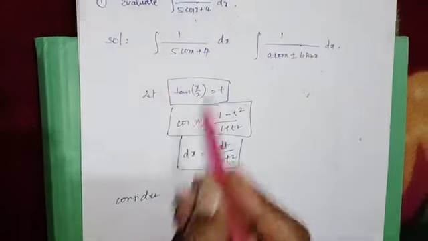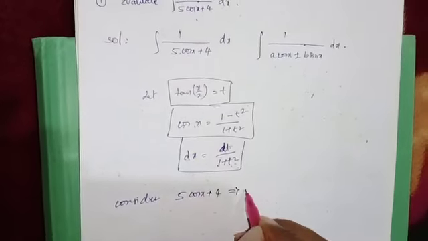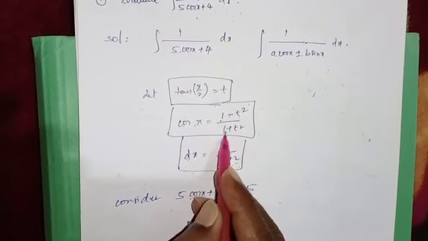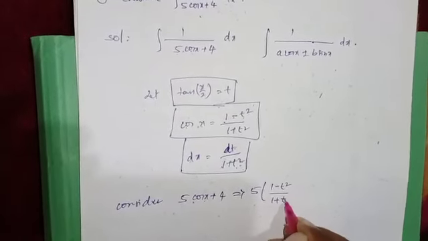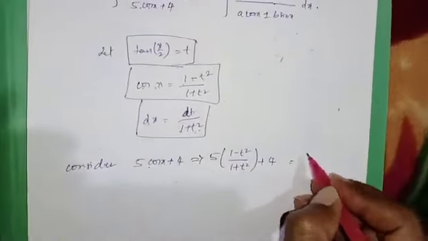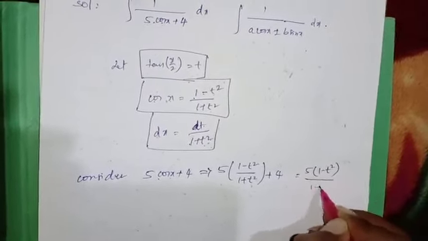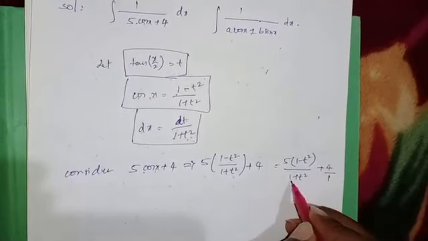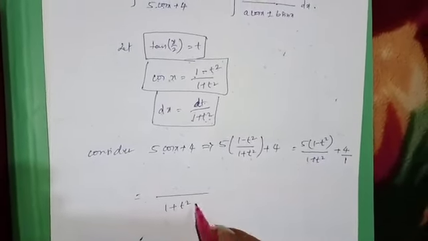from the given question denominator. Denominator is 5 cos x plus 4. See, 5 cos x. Cos x value is 1 minus t square upon 1 plus t square. Substitute here 1 minus t square upon 1 plus t square plus 4. That is equal to 5 into 1 minus t square by 1 plus t square plus 4. Second one denominator is 1. First one denominator is 1 plus t square. So LCM is 1 plus t square.